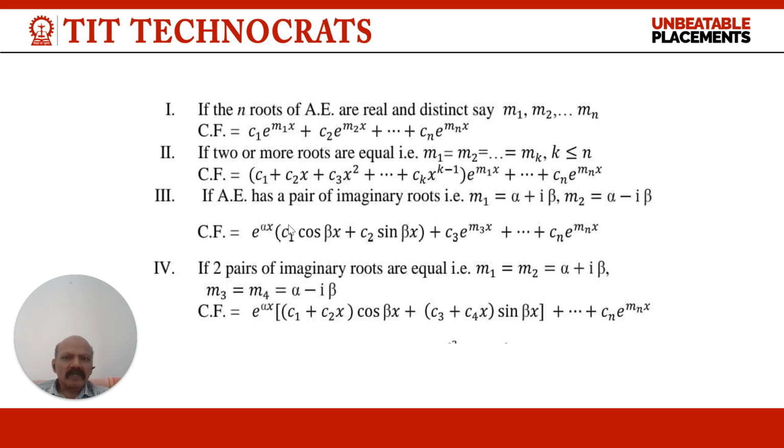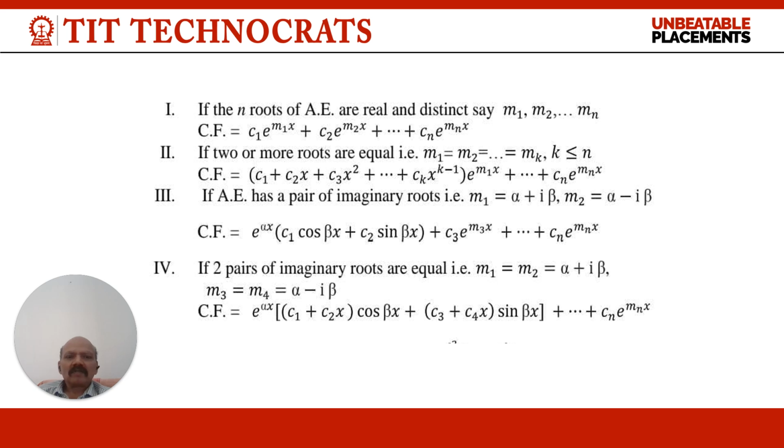So when roots are imaginary, suppose we have alpha plus i beta and alpha minus i beta as a pair of roots, then the solution corresponding to this root will be e raised to alpha x into c1 cos beta x plus c2 sin beta x. Beta is nothing but the imaginary part, alpha is nothing but the real part. So this is the solution corresponding to one pair of complex roots. For other roots, if real, we will put c3 e raised to m3x and so on. If two pairs of imaginary roots are equal, then we will follow the step 2 method again.